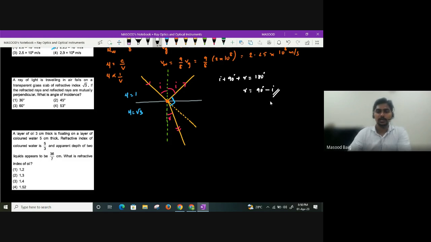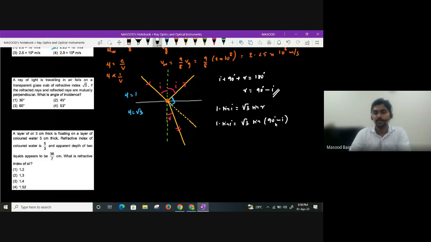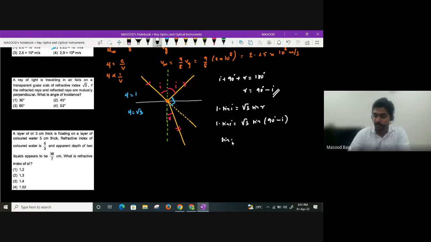Now, can I apply Snell's law here? Obviously. 1 into sin I should be equal to root 3 into sin R. So 1 into sin I will be root 3 into sin R, which can be written as sin of 90 minus I. What is sine of 90 minus theta? Cos theta. So what we can write? Sin I will be equal to root 3 into cos I.